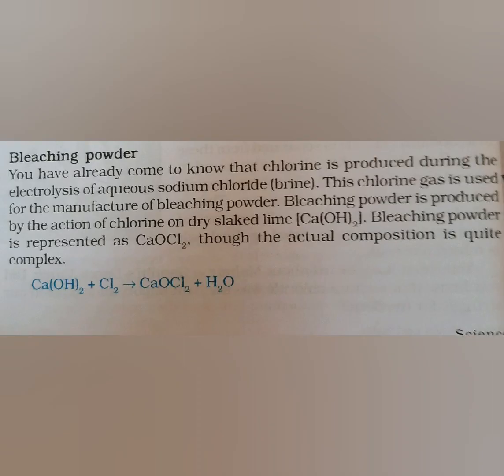Next, this is bleaching powder. When calcium hydroxide is treated with chlorine, it results in the formation of bleaching powder with the release of water. So this is how the bleaching powder is synthesized. It is mainly used in washing clothes, in paper factories, laundries and the chemical industry, and also to make drinking water free from germs.